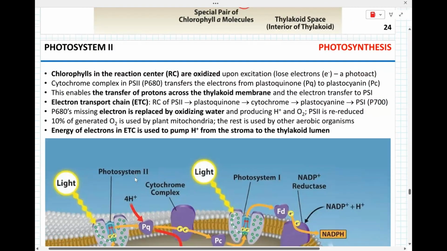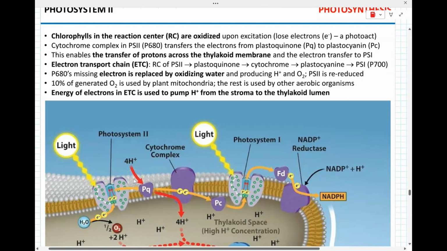So the first photosystem that we're going to talk about is actually photosystem 2. In this image, photosystem 2 is shown on the left, and the chlorophylls in the reaction center of photosystem 2 lose the electrons. They are essentially oxidized. When they lose the electrons, the name of that moment is a photoact.